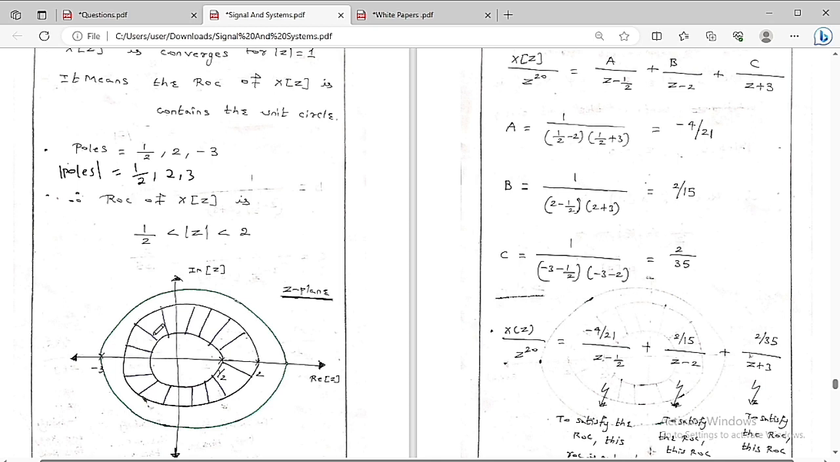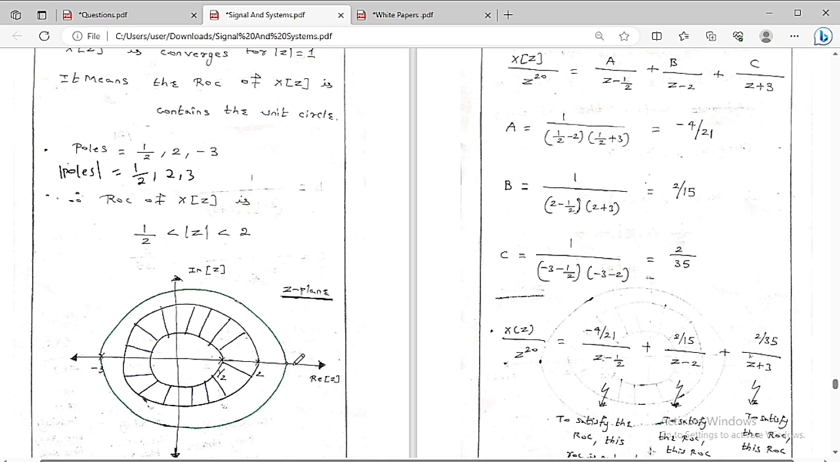So then it indicates that only this is the ROC that is going to be available. The ROC of X(z) is nothing but 1/2 < |z| < 2. From this I can say, at the pole at 1/2, the ROC must be outward, meaning we are going to get a right sided signal. Similarly at 2, the ROC must be inside. It means that the signal is a left sided signal.